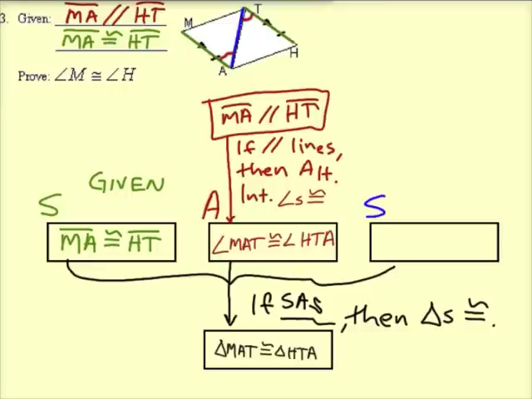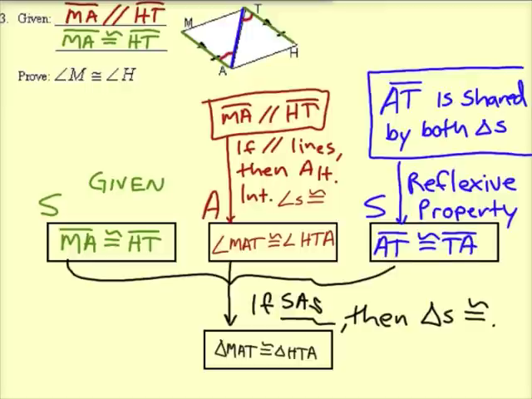And then finally, we have the blue sides. We have segment AT, and it's a shared segment. And shared segments are always congruent. Now, we're not quite finished with this proof. We've proven that the two triangles are congruent, MAT and HTA, but that's not exactly what we're trying to prove. We want to prove that angles M and H are congruent. In other words, we want to prove that these angles are congruent, H and M.